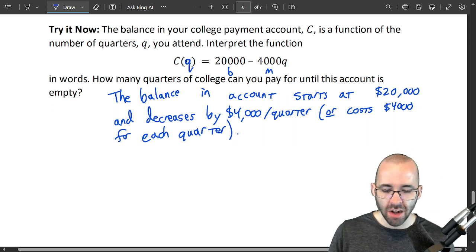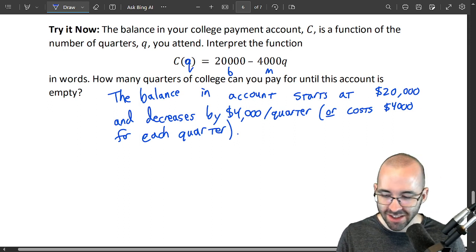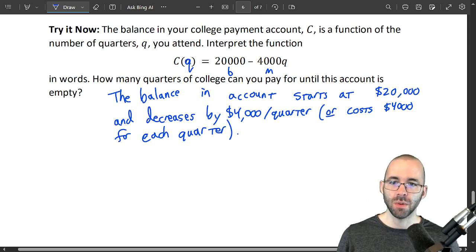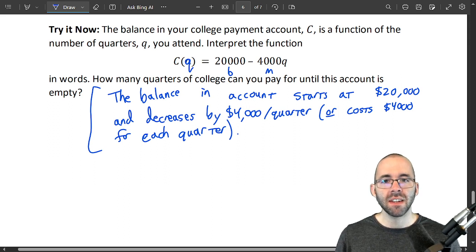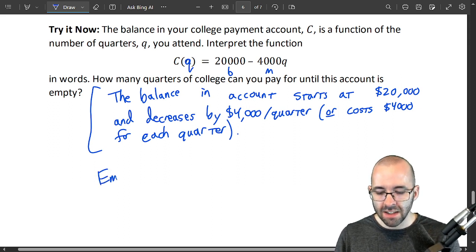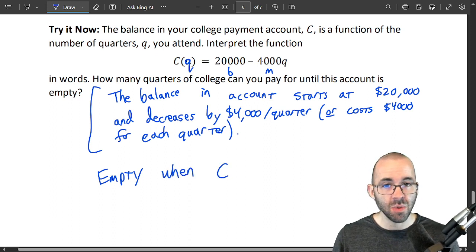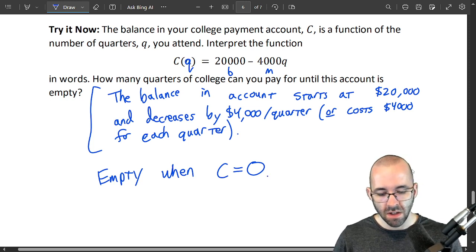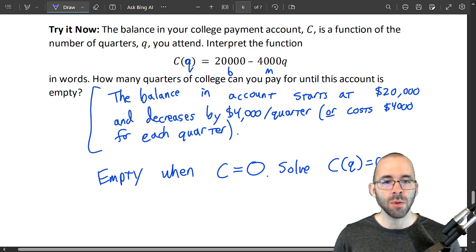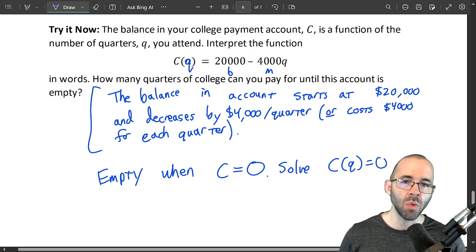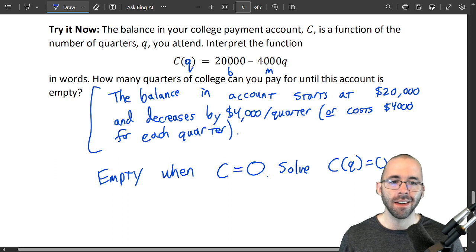Anyway, how many quarters of college can you pay for? It depends on what kind of college. How many quarters of college can you pay for until this account's empty? Ooh, this is our first answer. When is this account empty? It's empty when the balance, which is C, equals 0. So another way of phrasing this is solve C of Q equals 0. We want to know when this balance is 0. When is the output 0?